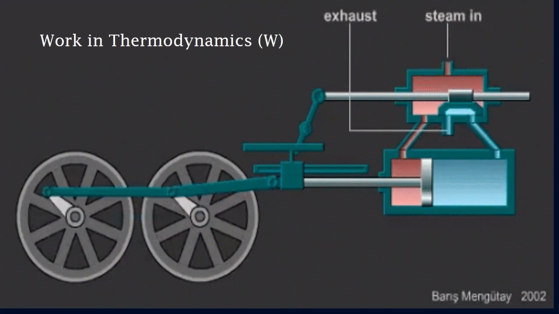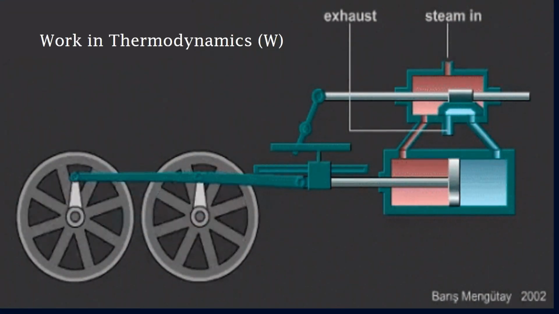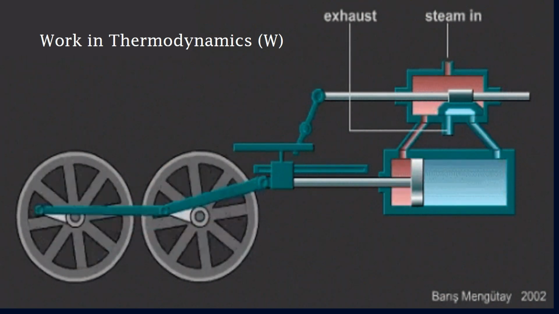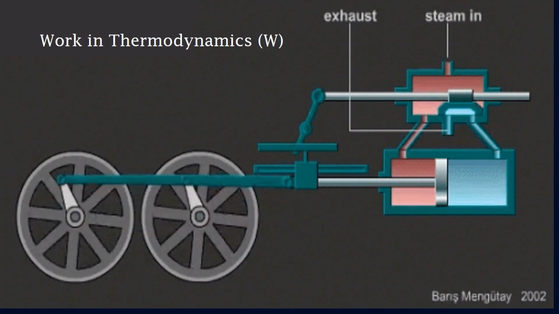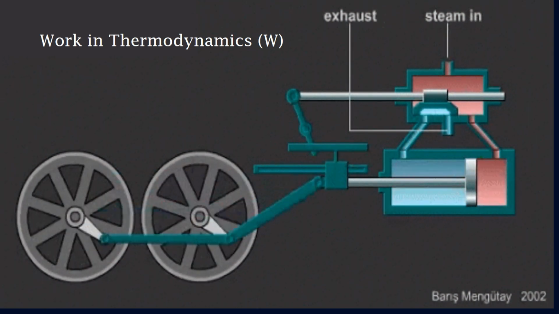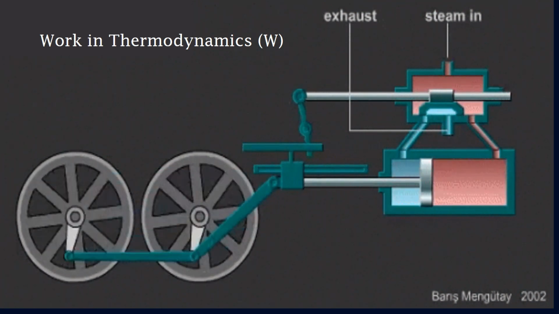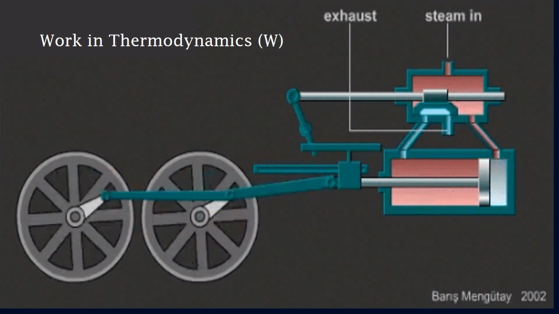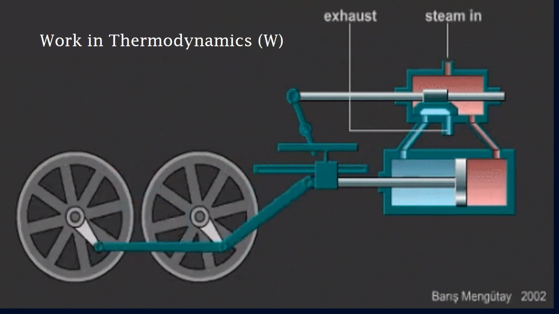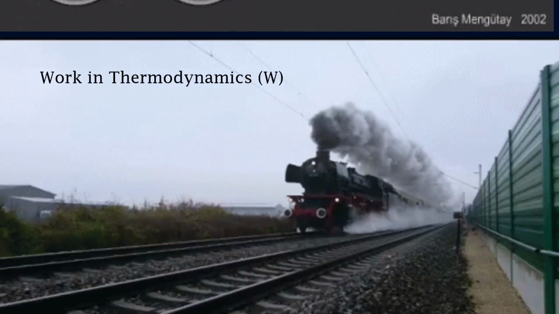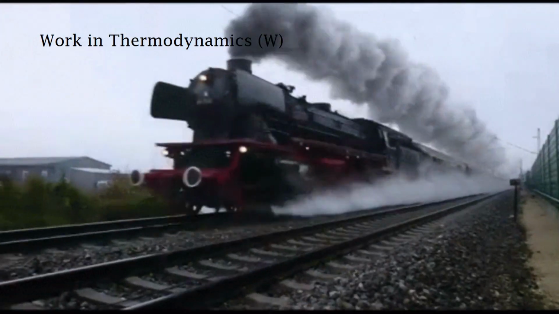Work, on the other hand, involves a mechanical energy transfer through displacement forces like pushing a piston or stirring a fluid. It can also alter a system's internal energy. Work done on a system increases it, while work done by the system decreases it. Work is measured in units such as joules.